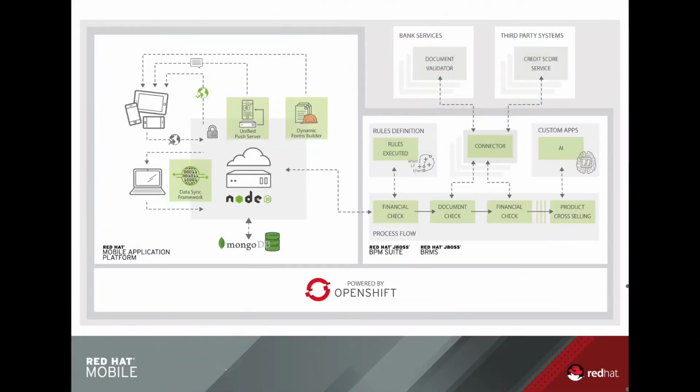In this demo, we're going to look at JBoss BPM and the Red Hat mobile application platform working together. The application is an onboarding process for a bank where a customer will apply for a product like a mortgage or a home loan or a credit card. Let's look at the architecture diagram first.